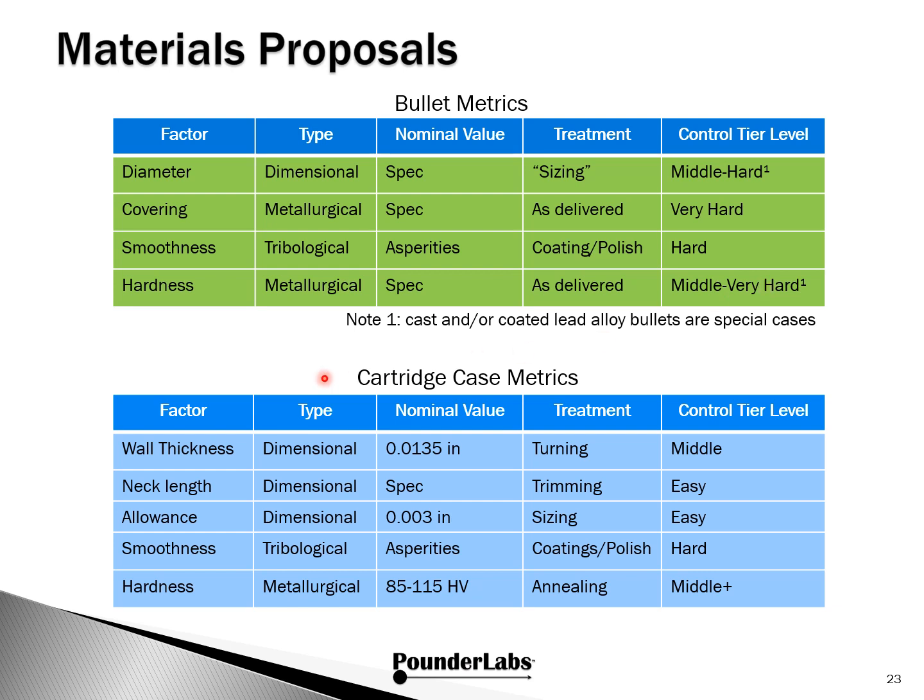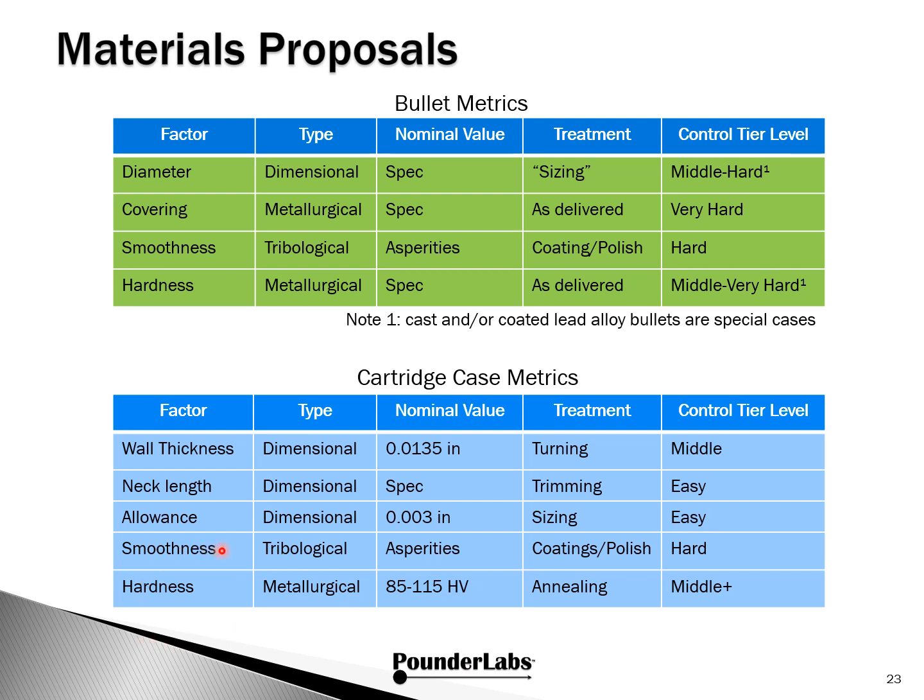On the cartridge side, we have a lot we can do. We've got wall thickness, which is a dimensional property. There's a nominal value. We can do turning of the wall. We do that all the time. It's a little bit more work there, but easy to control. If you take a look at the neck length, this is again a spec, but we can do that with trimming. That's easy to do. The allowance, the old neck tension measure, that can be done with sizing. We do that all the time.